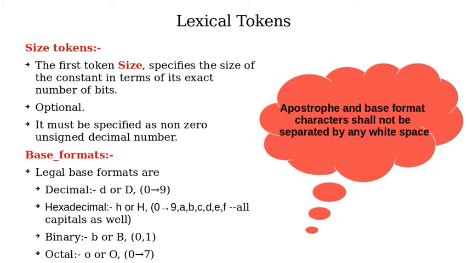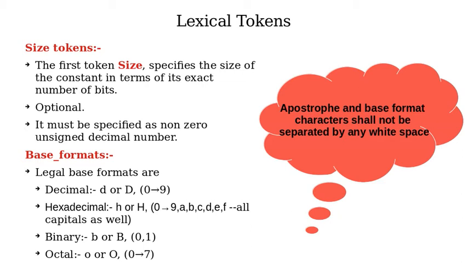As we have already described, decimal can be represented by d or a capital D and the numbers contain digits from 0 to 9. Hexadecimal is represented by h or capital H and it contains digits from 0 to 9 and A to F. All capital letters from A to F can be used to represent a hexadecimal number in Verilog HDL. Binary is represented by a small b or a capital B, and it contains the numbers 0 and 1.